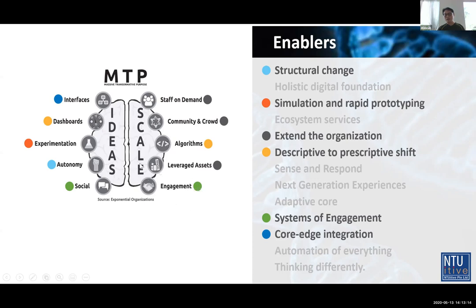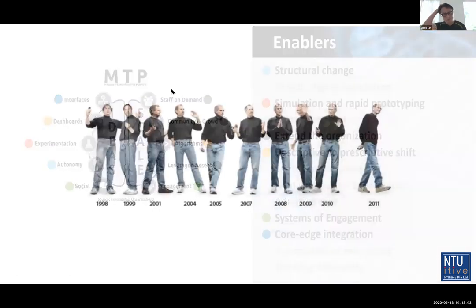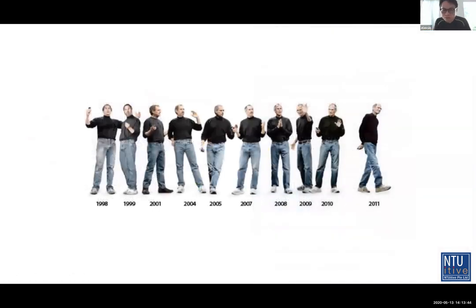So SCALE: staff on demand, community and crowd, algorithm, leveraged assets, and engagement. It is the acronym that you use to remember that when you have all these features, you will likely be a very good exponentially scaling company. All right. These are the things that investors are looking at. So when you design your business, you design a model, you see what you can put into this one. All right. And you have to emphasize it. Now, is it important? It's very important.